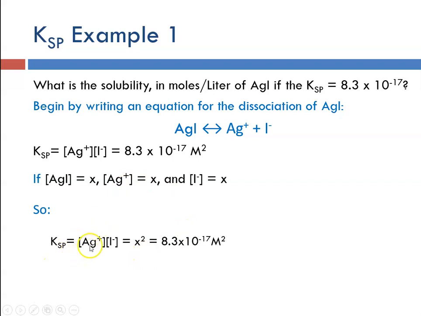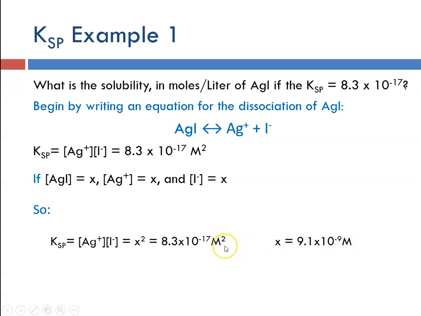Our KSP is silver ions times iodide ions, which is X times X, so that's X squared, and that we know has the value of 8.3 times 10 to the minus 17. That was our given. So now we're going to have to do some math here, pull out your calculators, and we're going to take the square root of 8.3 times 10 to the minus 17th, and that gives us this value. Solving for X, we get 9.1 times 10 to the minus 9 molar.